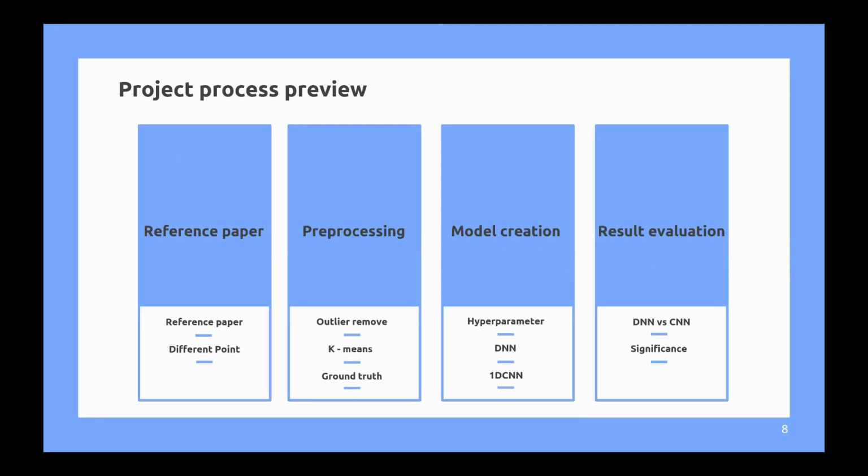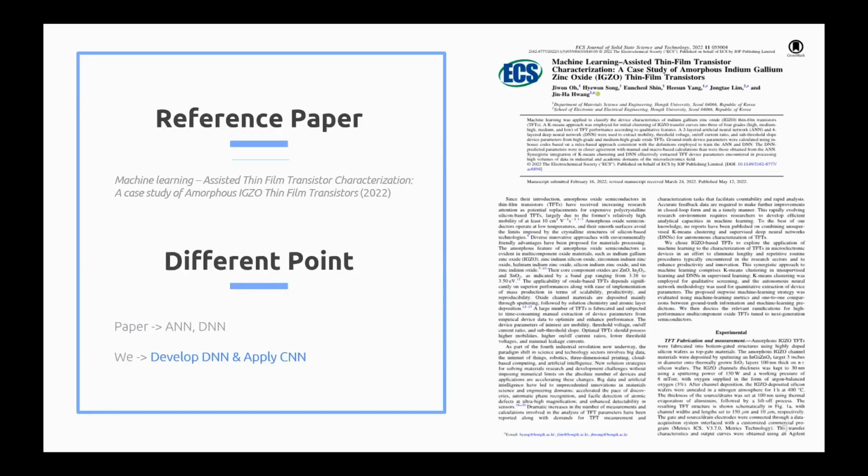The overall flow of the project is as follows. The paper we selected as a reference was published in the ECS Journal in 2022. This paper focused on explaining the performance difference according to the neural network depths by selecting ANN and DNN as learning networks. We proceed in the direction of improving the performance of DNN and introducing CNN.